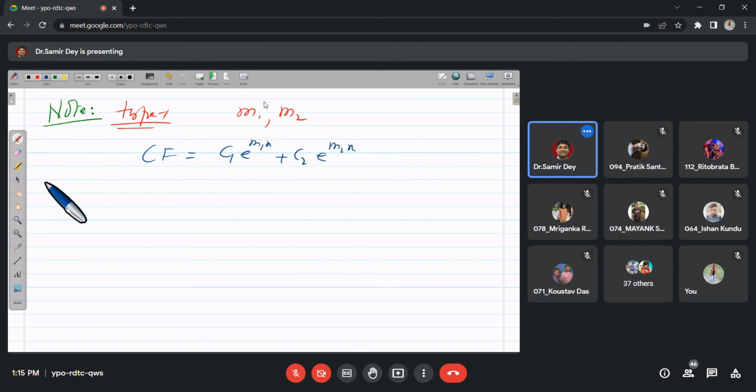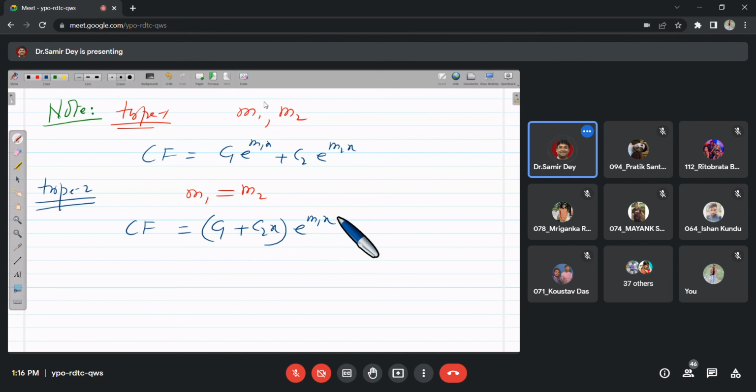Please write down. Now write down type 2, where your M1 is equal to M2. There may be a chance the root becomes the same. So in that case, your CF will be (C1 plus C2 x) e to the power M1x. And third one, type 3. These are the possible variations in CF.